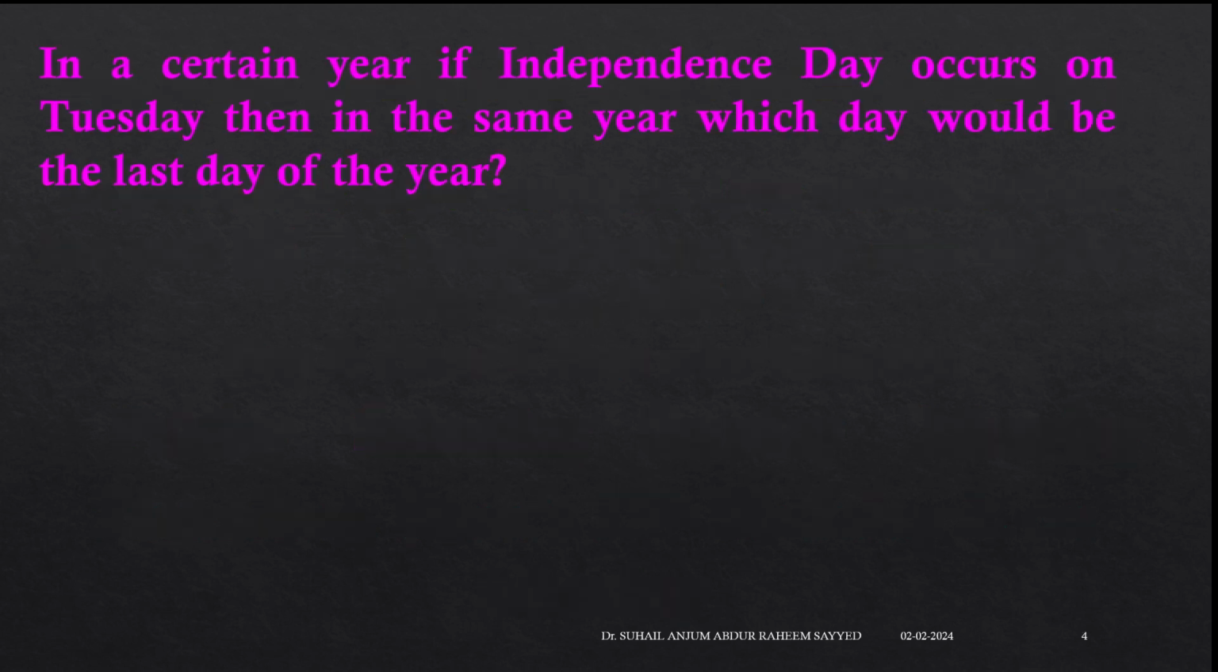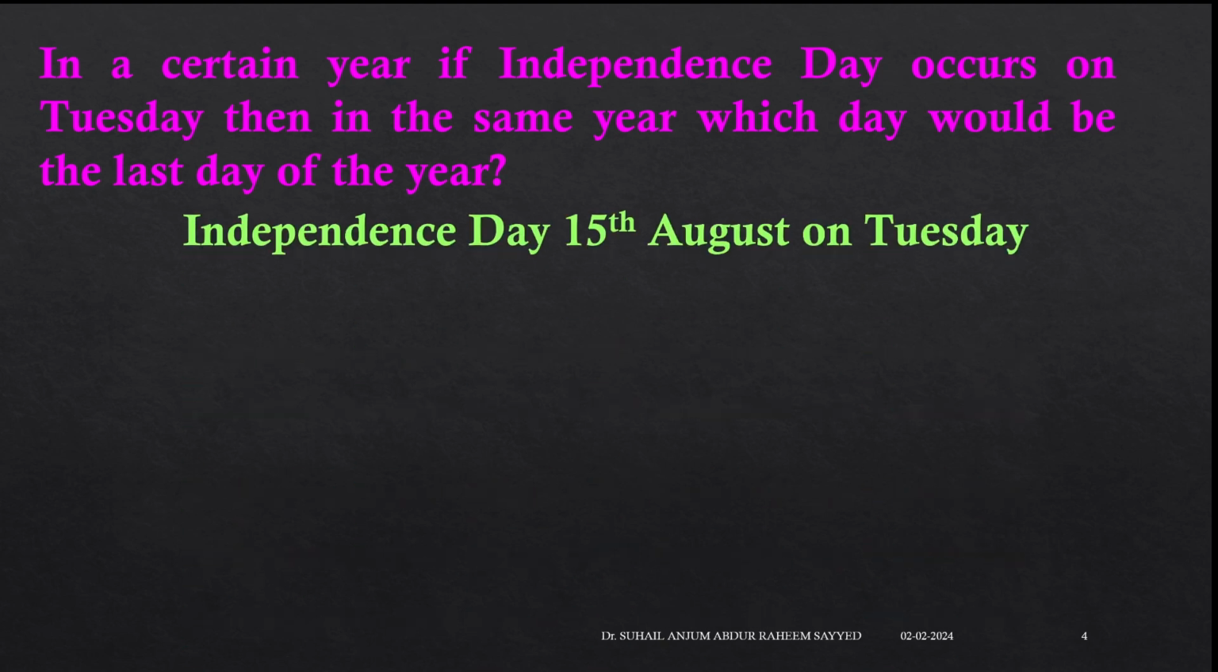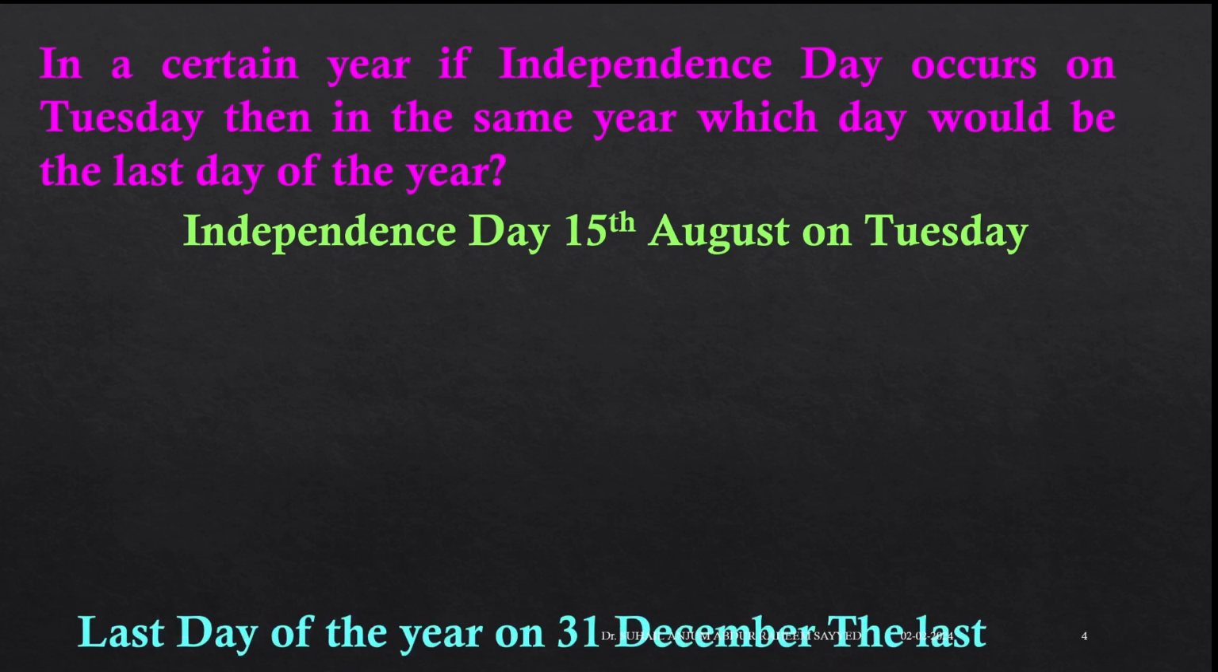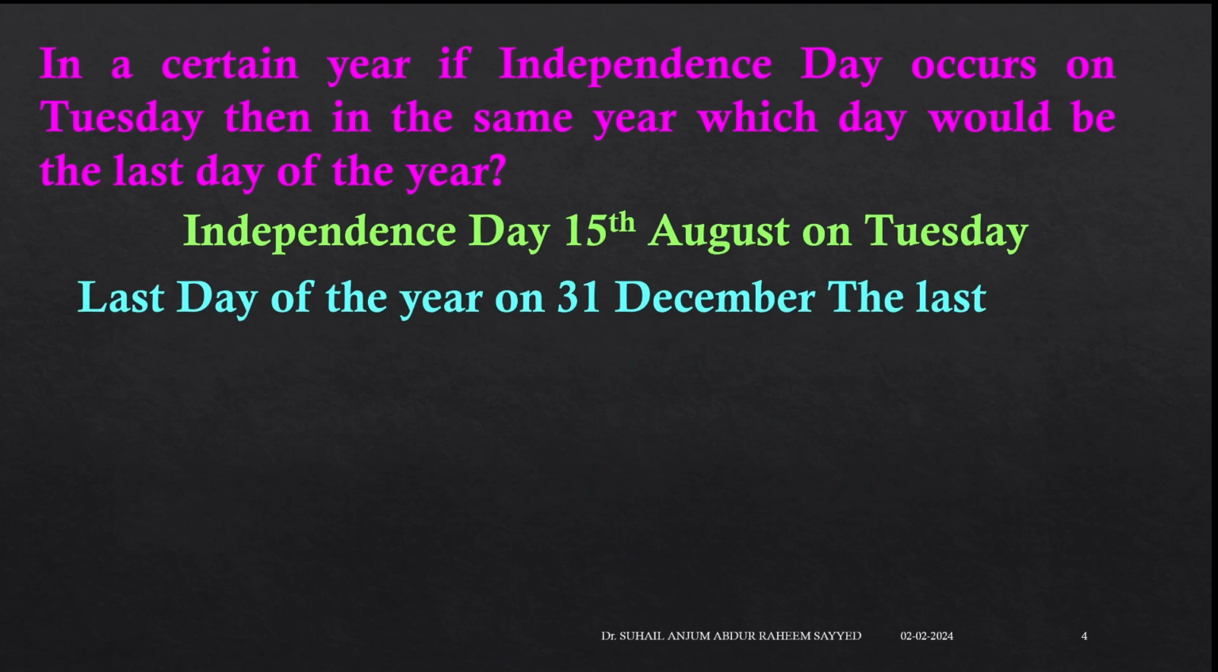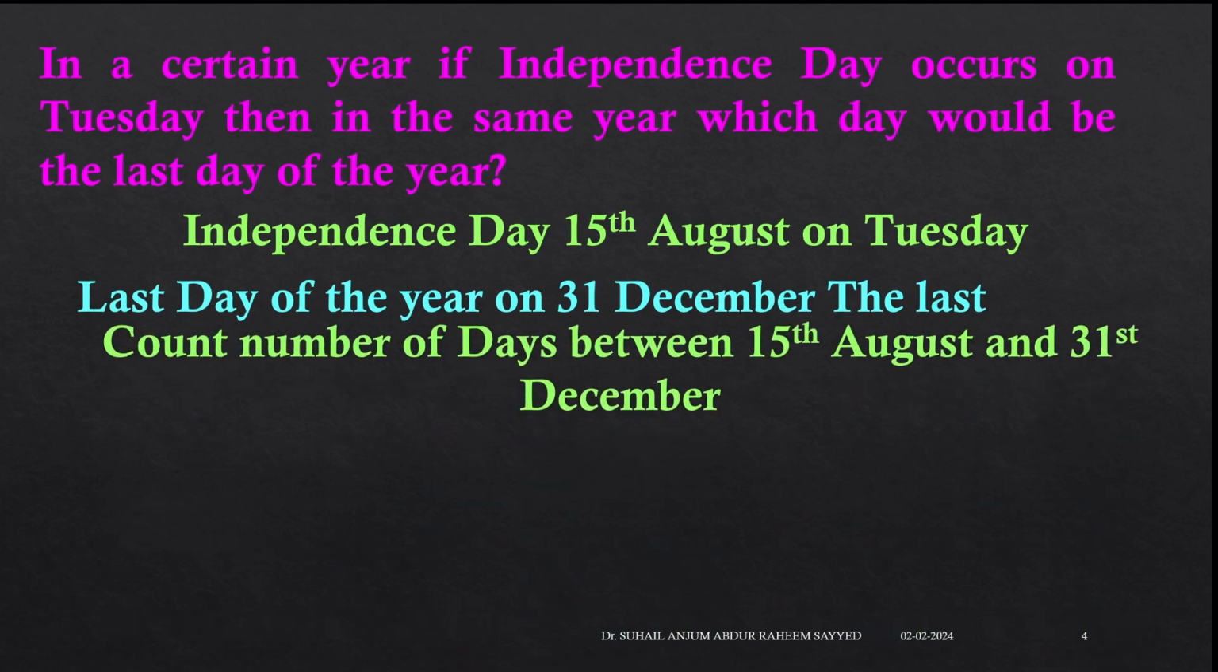Now we shall consider one more example. In a certain year, if Independence Day occurs on Tuesday, then in the same year which day would be the last day of the year? We know that Independence Day is on 15th August, and it is given that it is on Tuesday. The last day of the year is 31st December, and therefore we have to count how many days of August will be there.